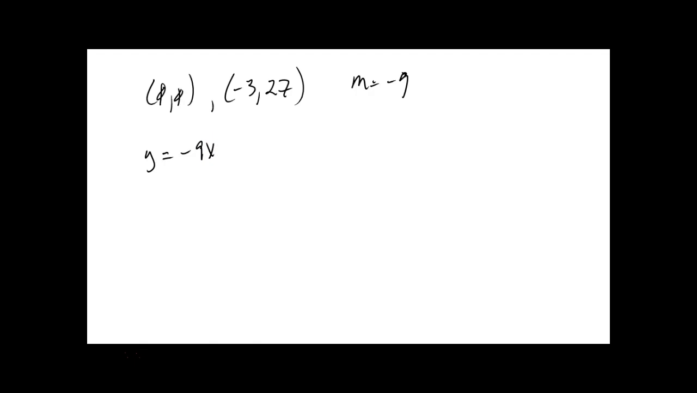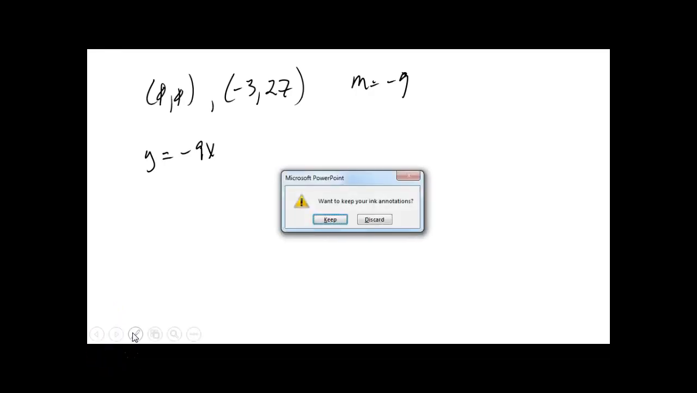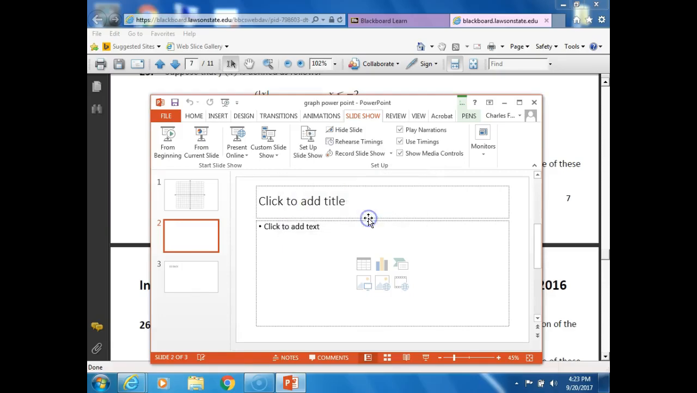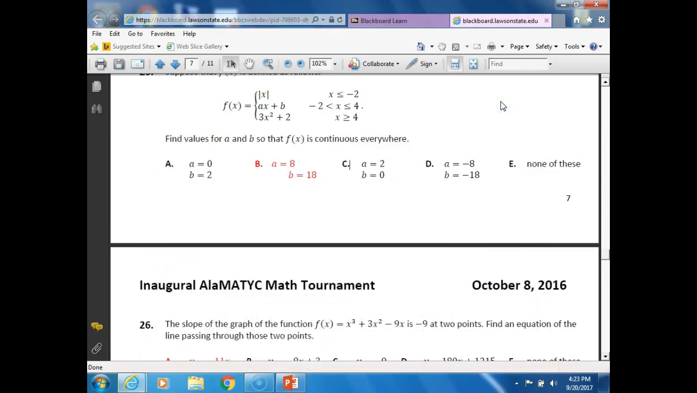It goes through 0, 0. It goes through negative 3, 27. That's the equation of y. Right? So, that should be the answer. Y is equal to negative 9x. Okay.